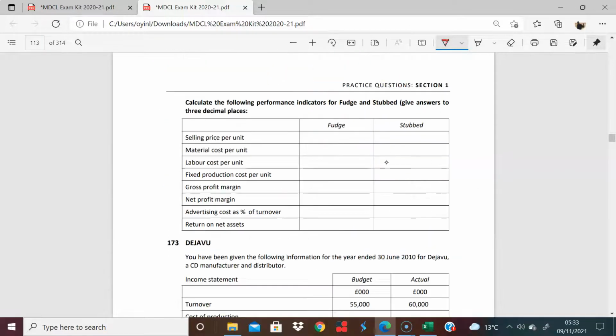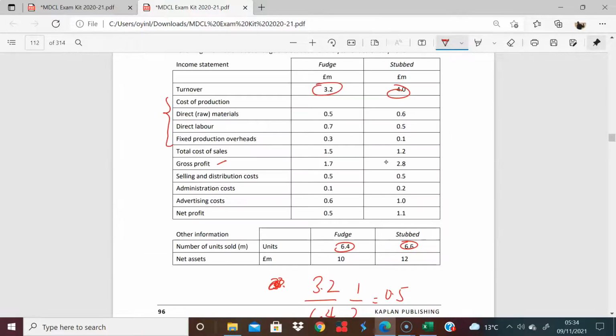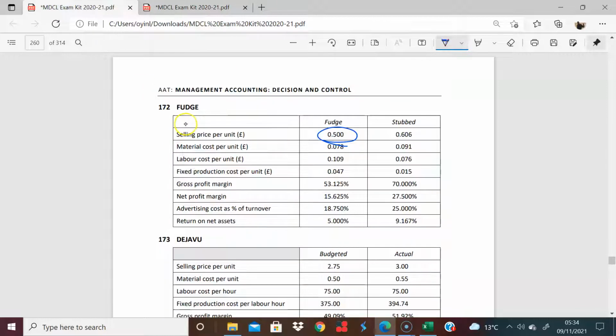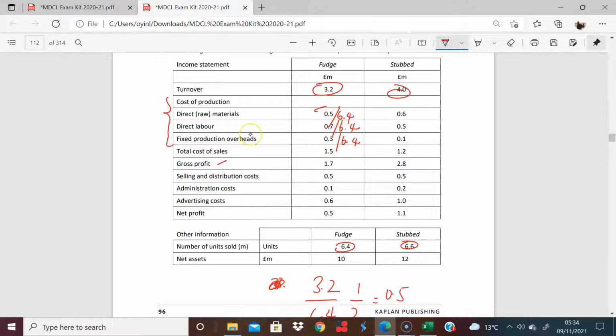Then the question is asking you for the individual costs: material cost per unit, labor cost per unit, fixed cost per unit. I'm literally lifting these and saying 0.5 divided by 6.4, 0.7 divided by 6.4, and 0.3 divided by 6.4. That is what I'm doing. So we can test it. The first one, 0.5 divided by 6.4, gives us 0.078. You can see 0.078 here, and just apply the same thing to labor and fixed production.